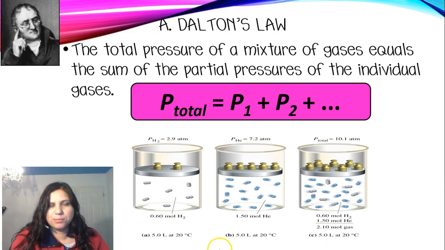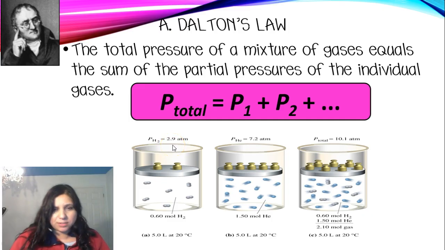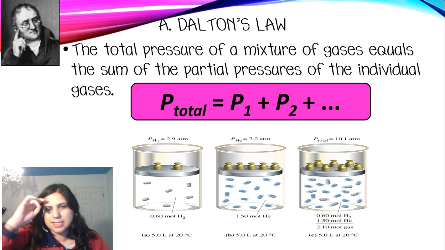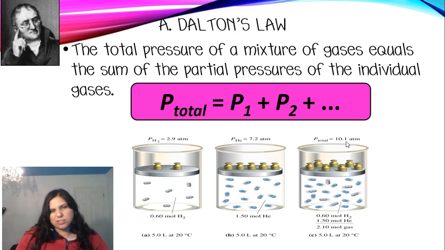Each one moving around contributes its own pressure because the collisions of those molecules with the walls of the container create its own pressure. So you see for hydrogen, you've got 2.9 atmospheres of pressure. For helium, 7.2 atmospheres of pressure. And if you add those 2 together in the same container, they add up to 10.1 atmospheres of pressure. So it's just a total pressure.